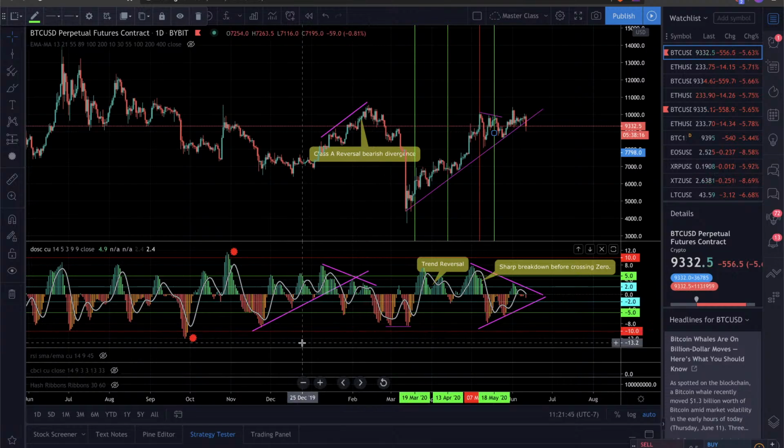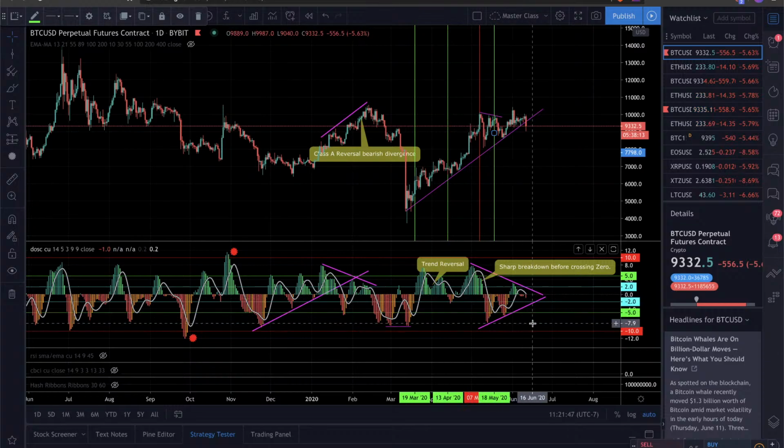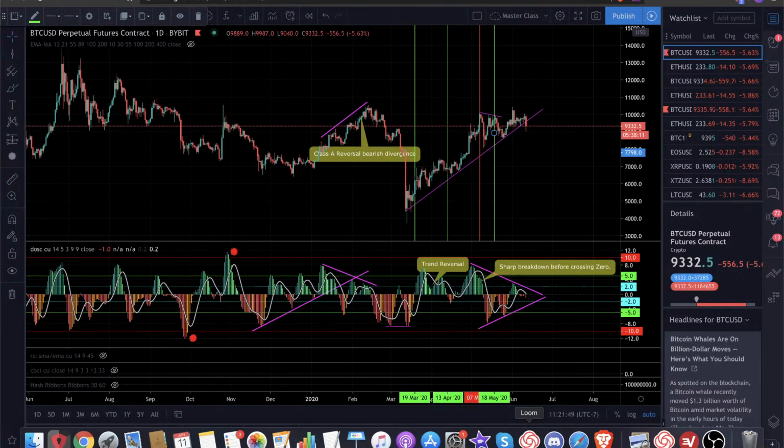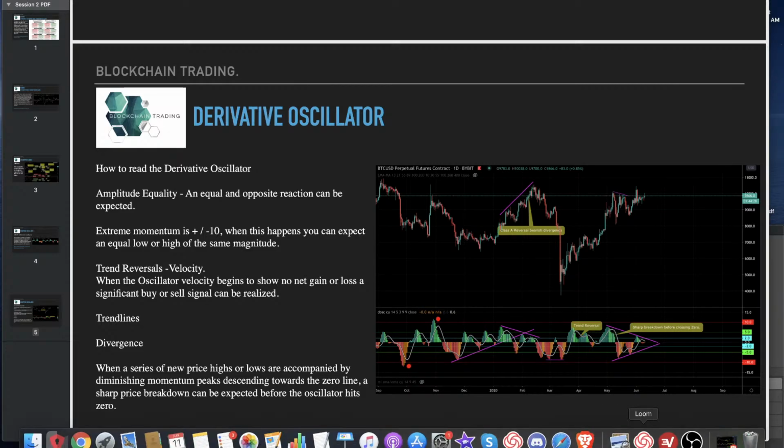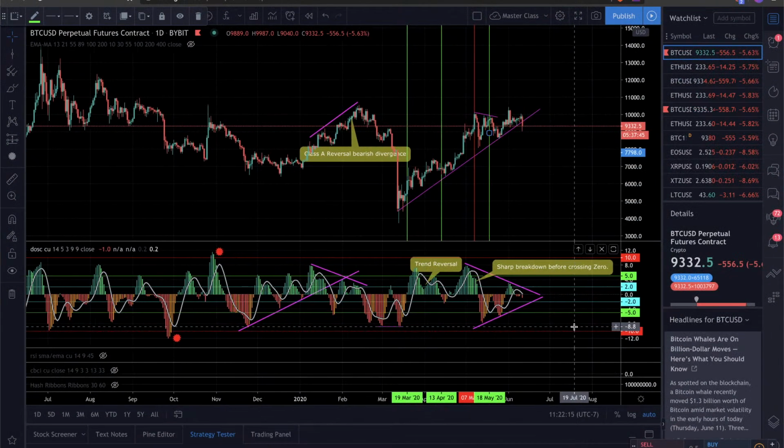You can use the derivative oscillator for a few other things as well. Let's see. We can also look at it for a trend reversal on the velocity. When the oscillator velocity begins to show no net gain or loss, a significant buy or sell signal can be realized. Basically what that means is the little wedge that we actually have going on right now.